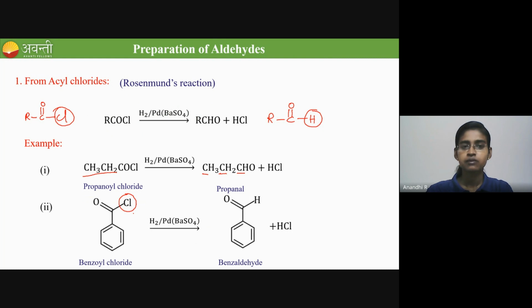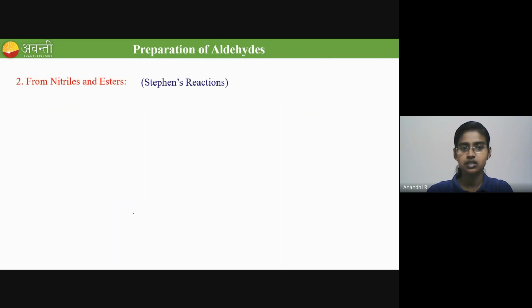Okay. Now let's move on to the second reaction. The second is from nitriles and esters, which is otherwise called Stephen's reaction. In Stephen's reaction, we are taking RCN as an example.